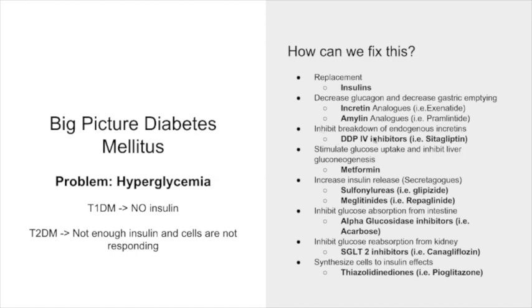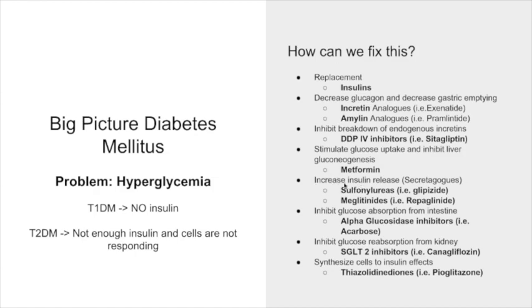Now, these hormones, the incretins, are present in our body, and they're actually broken down. And we've identified how they're broken down. They're broken down by an enzyme called DPP4. So we can inhibit the breakdown of these incretins with DPP4 inhibitors, like the medication sitagliptin. Next, we can stimulate glucose uptake and inhibit liver gluconeogenesis, the making of new glucose, with metformin.